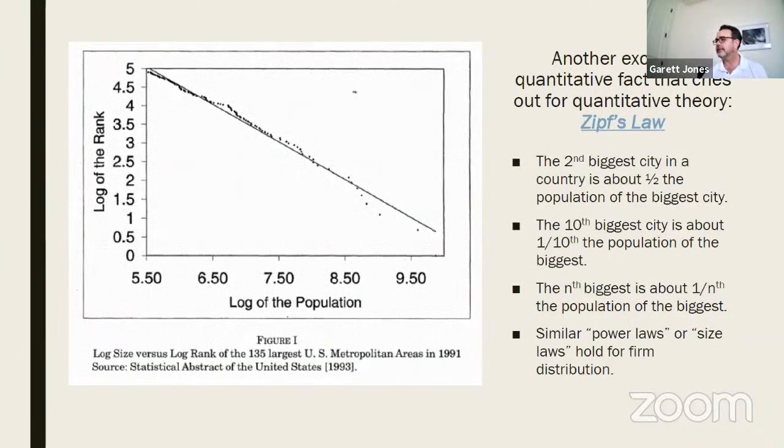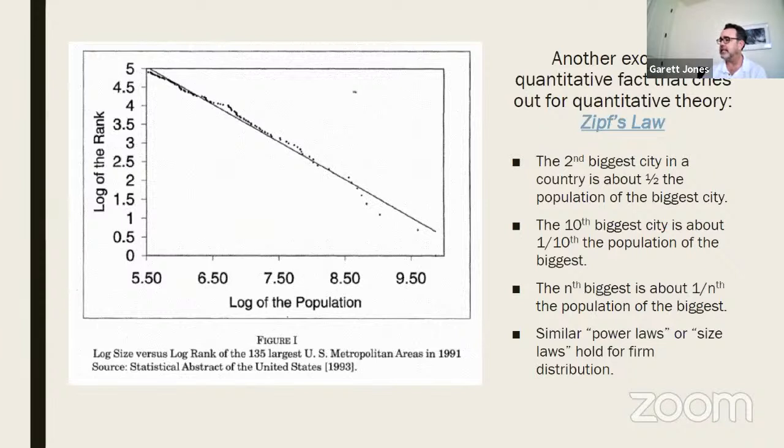Here's another excellent quantitative fact that's just at the edge of macro. Zipf's law. Some of you may know about it. Zipf's law is the idea that the second biggest city in a country is about 1/2 the population of the biggest city.